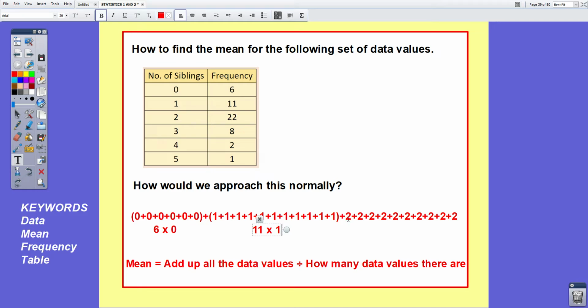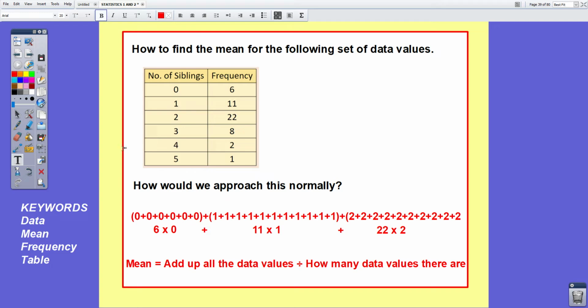And I haven't quite finished writing down all my 2s. But if I did finish writing it all out, I know from my table that I've got 22 times 2. And I know that I've got to add up all my data values. That's what I'm doing here. So if I work this little bit out and this little bit out and this little bit out, and then add them all together, then it would give me the total that I'm looking for. But what a lot of messing about writing it all down like that.